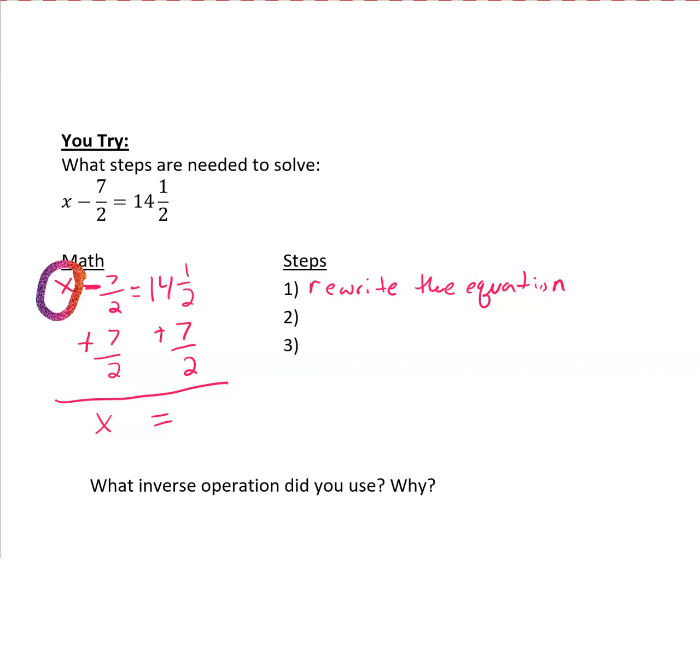And then I'm going to add it as 14, and then 7 + 1 is 8. And the denominator is the same, 2. So now I have x equals 14 and 8/2. Well, what was the step that I took? I added 7/2 to both sides.